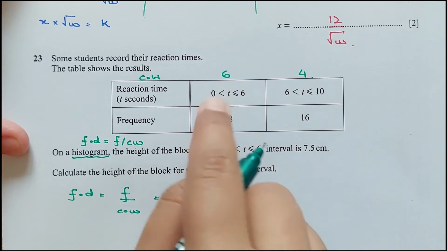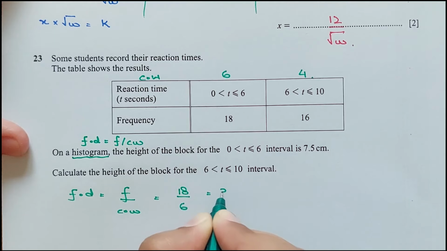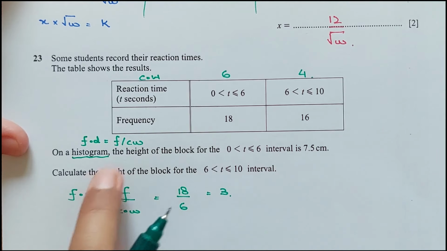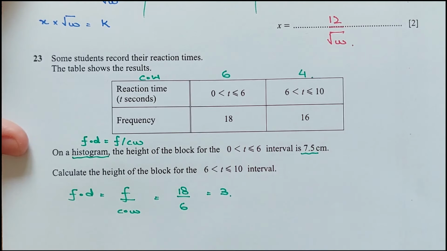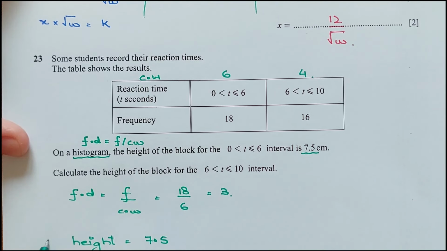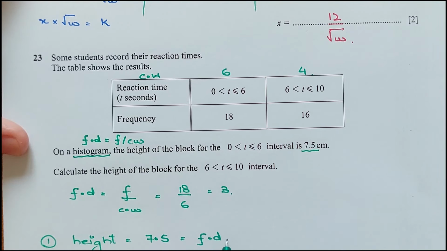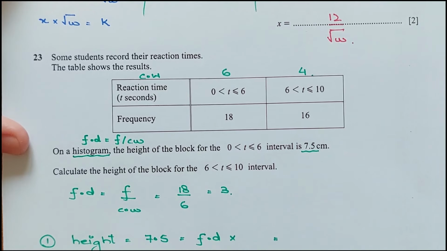The frequency of the interval from 0 to 6 is 18 and the class width is 6, and 6 times 3 is 18. We have 3, but we are given that the height of the block for the interval 0 to 6 is 7.5. How is this height 7.5? The frequency density is multiplied by some number to get 7.5. So the frequency density is 3. So 3 times what makes 7.5?